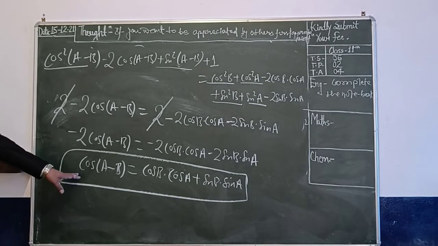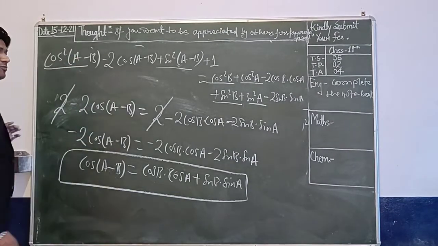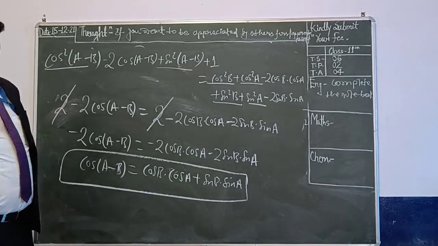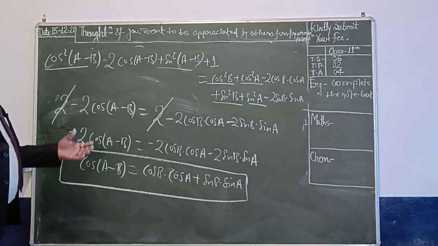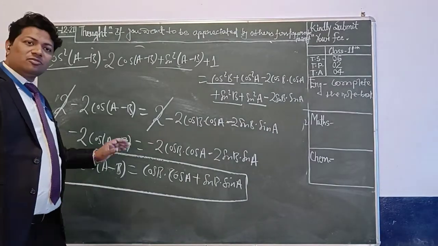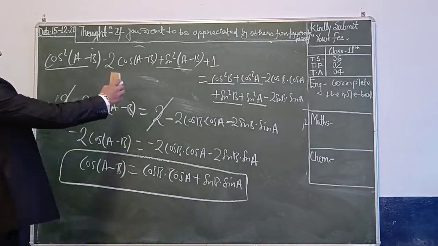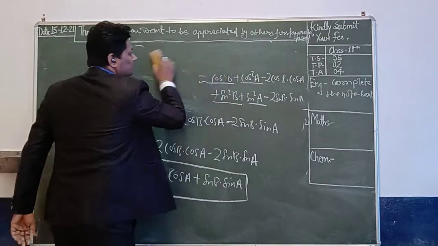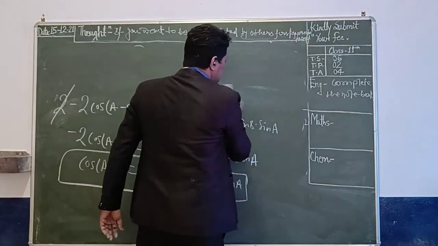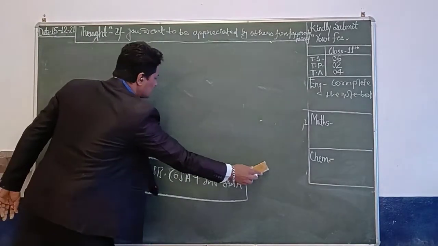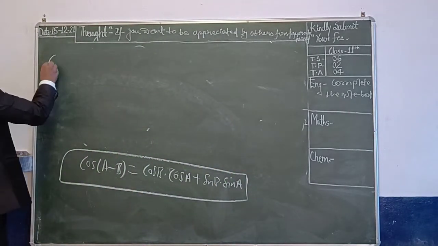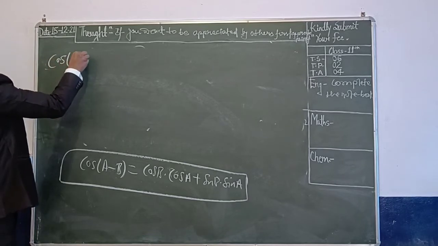This one is about the cos A minus B. Now we have to go for cos A plus B. Any doubt? If anybody will ask you how these formulas are coming, you can tell. In the same way, you can talk about cos A plus B.